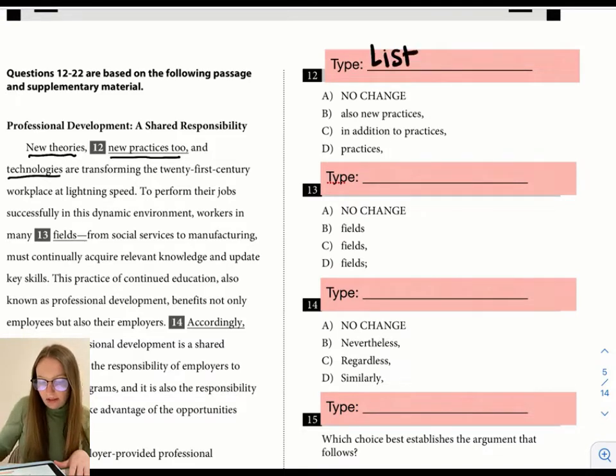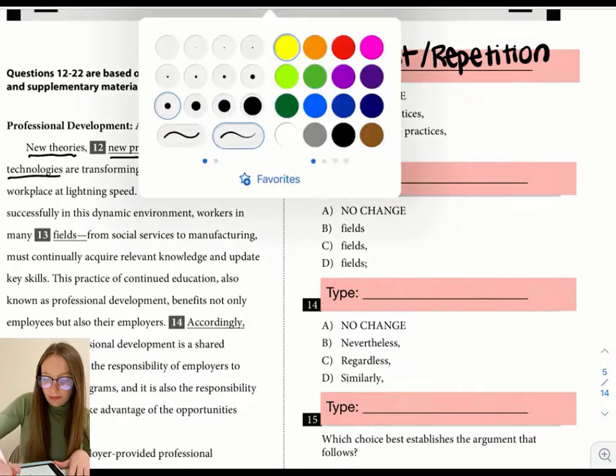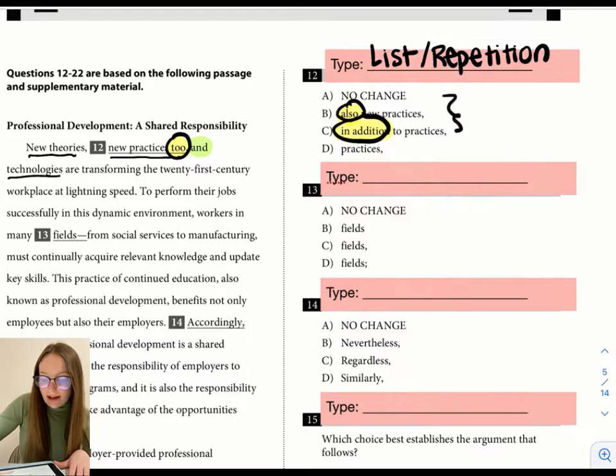And if we also look at the answer choices, I see that there's "to" in choice A, "also" in B, and then "in addition" in choice C. So it's technically a list / a repetition question, and we'll see why in just one second. When you create a list, you have to put an "and" before the last term. So we can see that there's an "and" right over here. So when you already say new theories, practices, and technologies, it's completely unnecessary to say "to," "also," or "in addition," because those words mean the same thing as the word "and" does. So the only choice that's avoiding repetition and is also preserving the correct structure of the list is going to be option D.